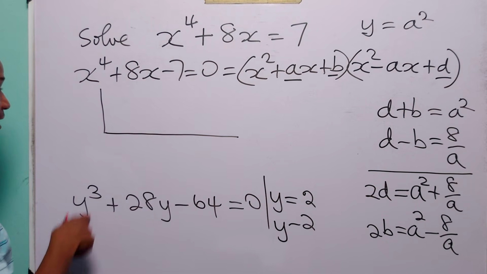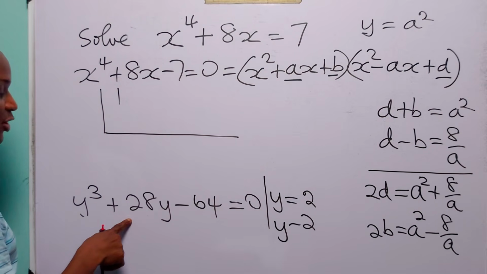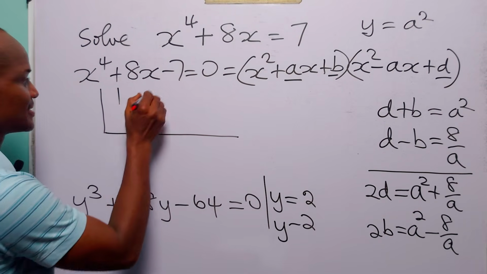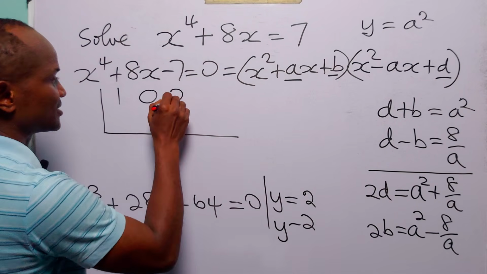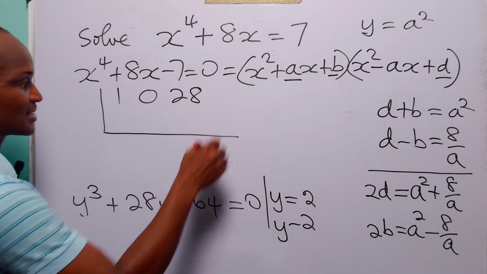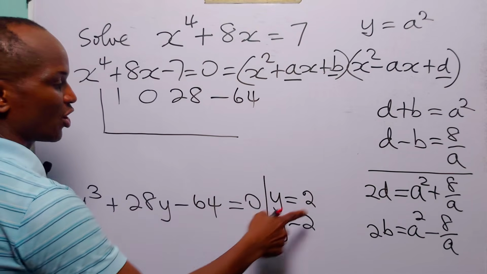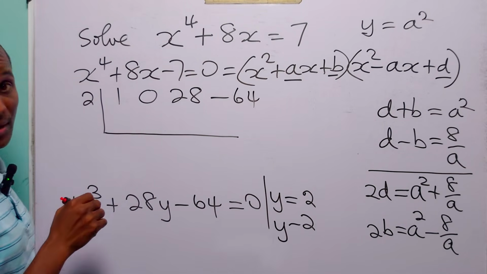The coefficient of y cubed is 1. The coefficient of y squared is 0 because there is no term in y squared. The coefficient of y is 28, and the constant term is minus 64. Of course, we are dividing with 2.